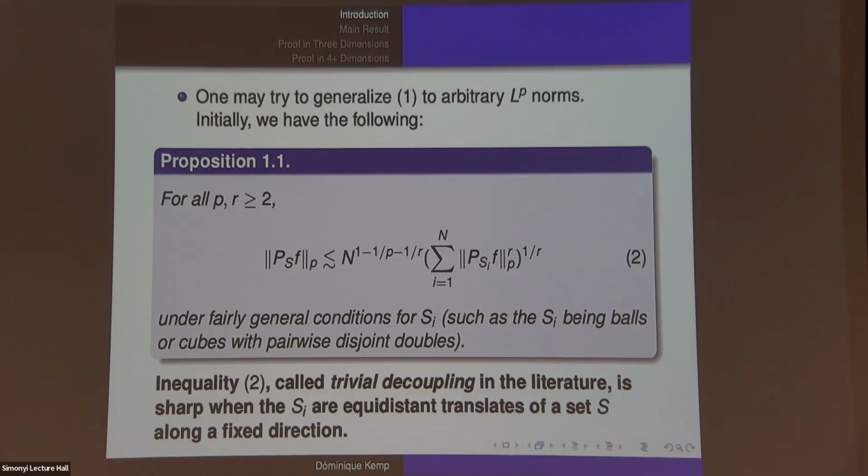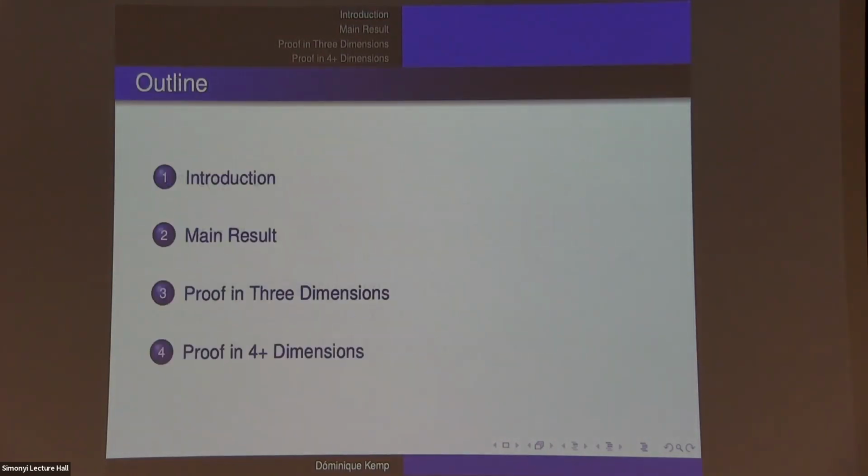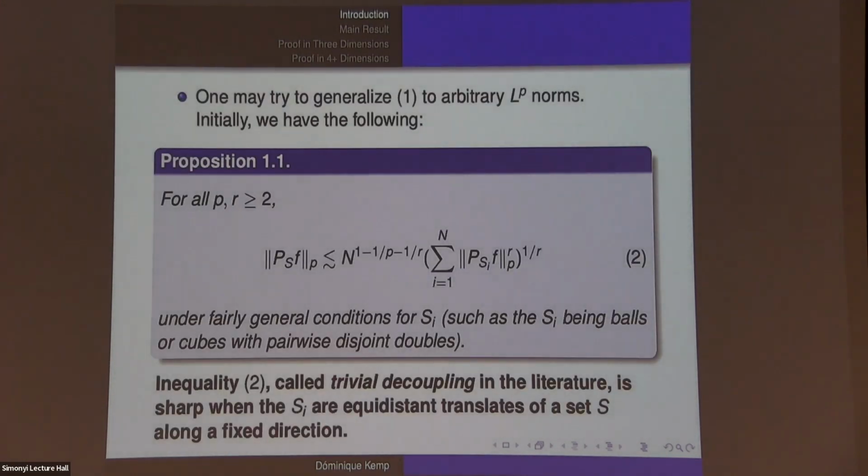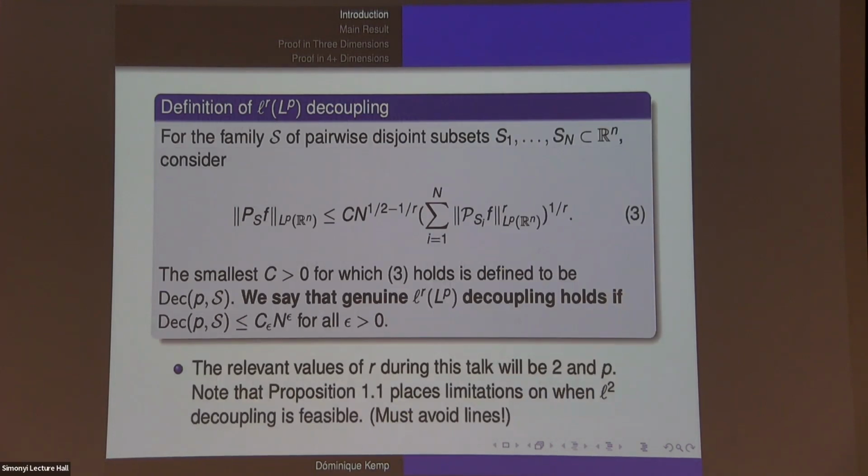To rephrase that a little differently, this proposition is telling us that we want to avoid lines, and we're looking to L2 decouple. Excuse me, sorry. I meant to hit the pointer and hit the wrong button. Right. I may have to move to the next slide in order to say more.